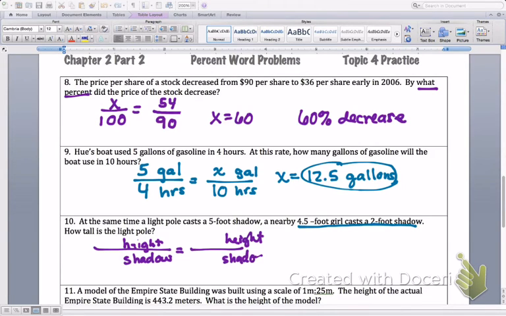So we're given that 4.5-foot girl, so she's 4.5 foot tall, gives a 2-foot shadow. So our first ratio is 4.5 to 2. And then we're given that the light pole gives a 5-foot shadow. So 5 goes with shadow, and we're going to solve for height.